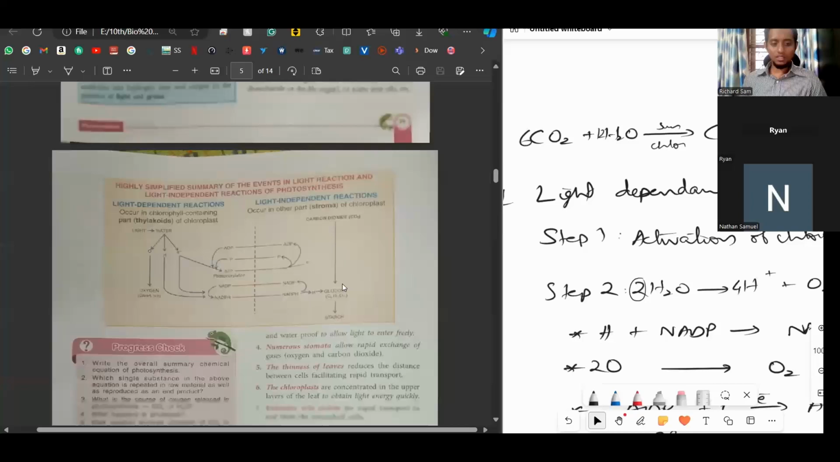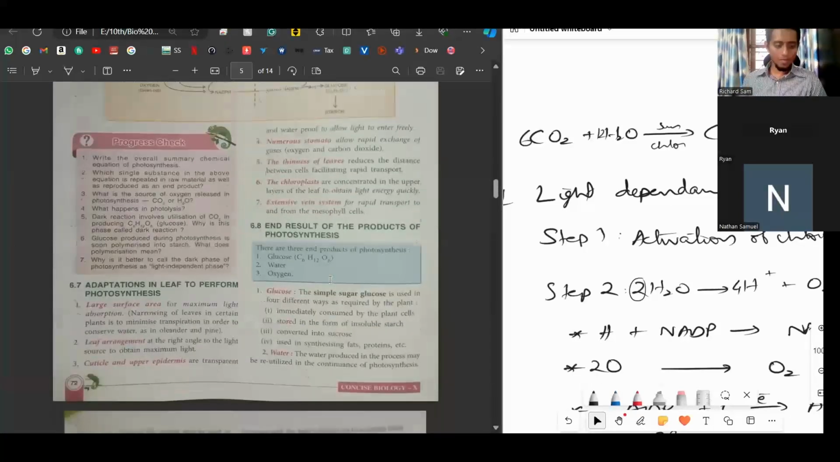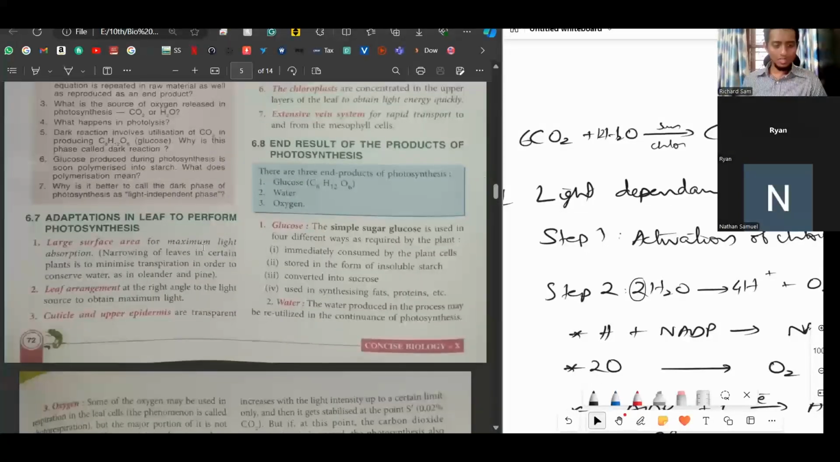Okay, is that clear? These two processes? Okay, now after this, it is all very theoretical, which you can read and study. So you're learning about adaptations in the leaf to perform photosynthesis. That is what adaptations the leaf has so that photosynthesis takes place well. For example, large surface area of the leaf. The leaf has to be big, so that more light can be absorbed.